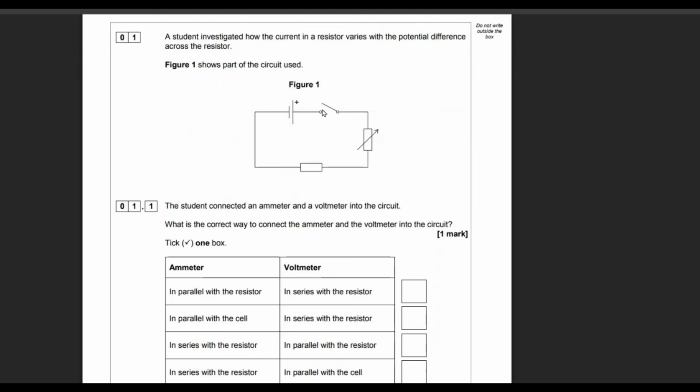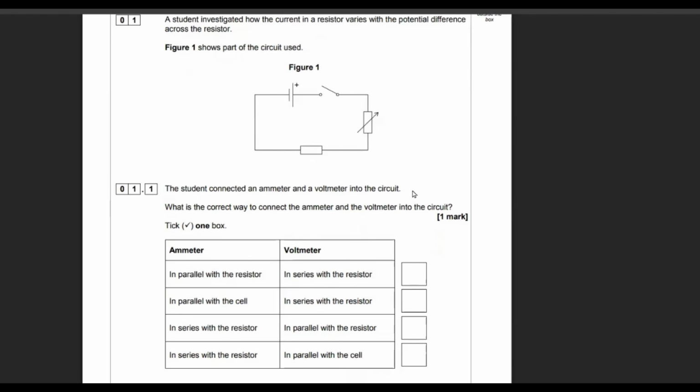A student investigated how the current in a resistor varies with potential difference across the resistor. Figure 1 shows part of the circuit used. We've got this thing here with a plus. Let's go down. 1.1, the student connected an ammeter and a voltmeter into the circuit. What is the correct way to connect the ammeter and voltmeter into this circuit?